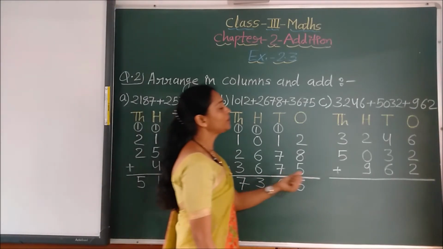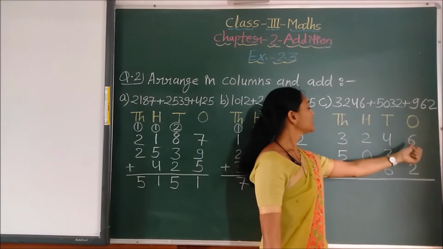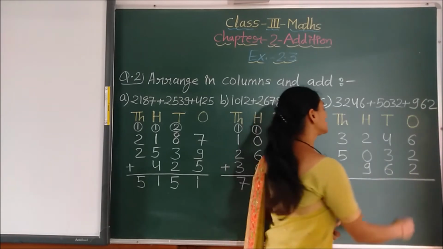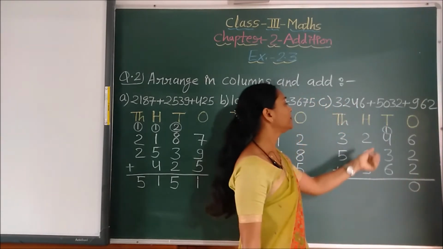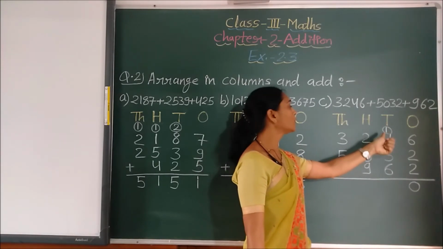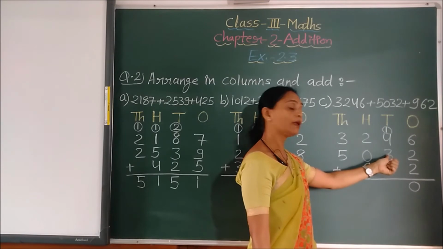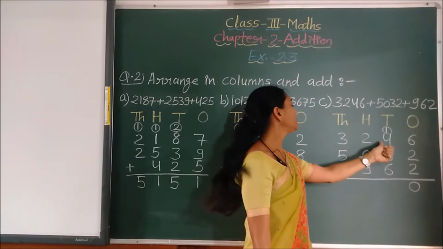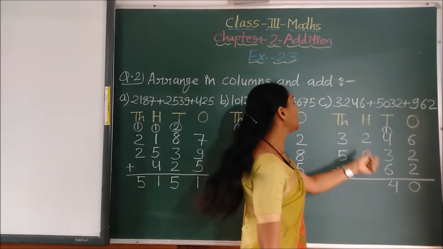7,365. Now we will solve this third one, see, 6 plus 2, 8. 8 plus 2, 10. So here we got this 0 and 1 carry over up. Now 1 plus 4, 5, and 5 plus 3, 8. 8 plus 6, 14. So we got here 4 and 1 carry over.